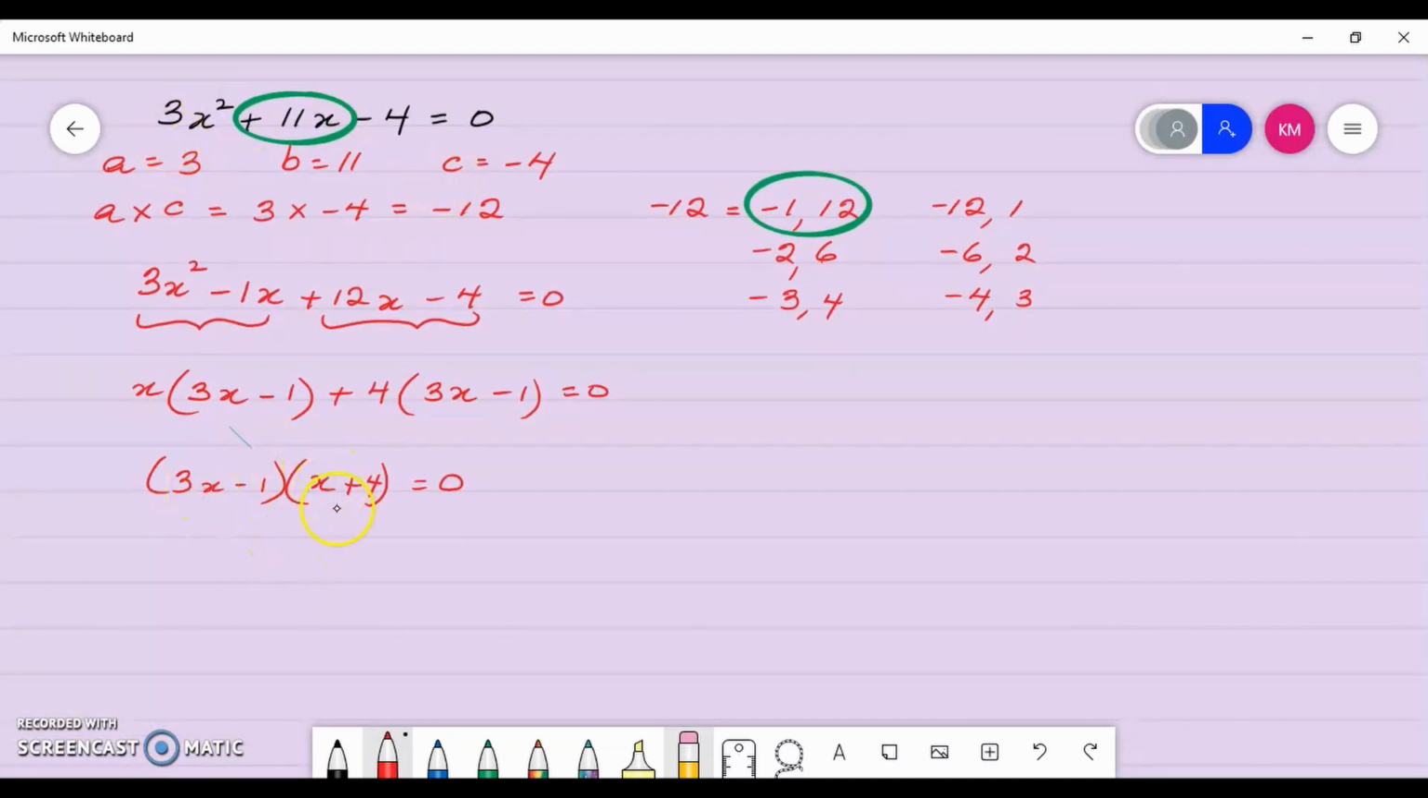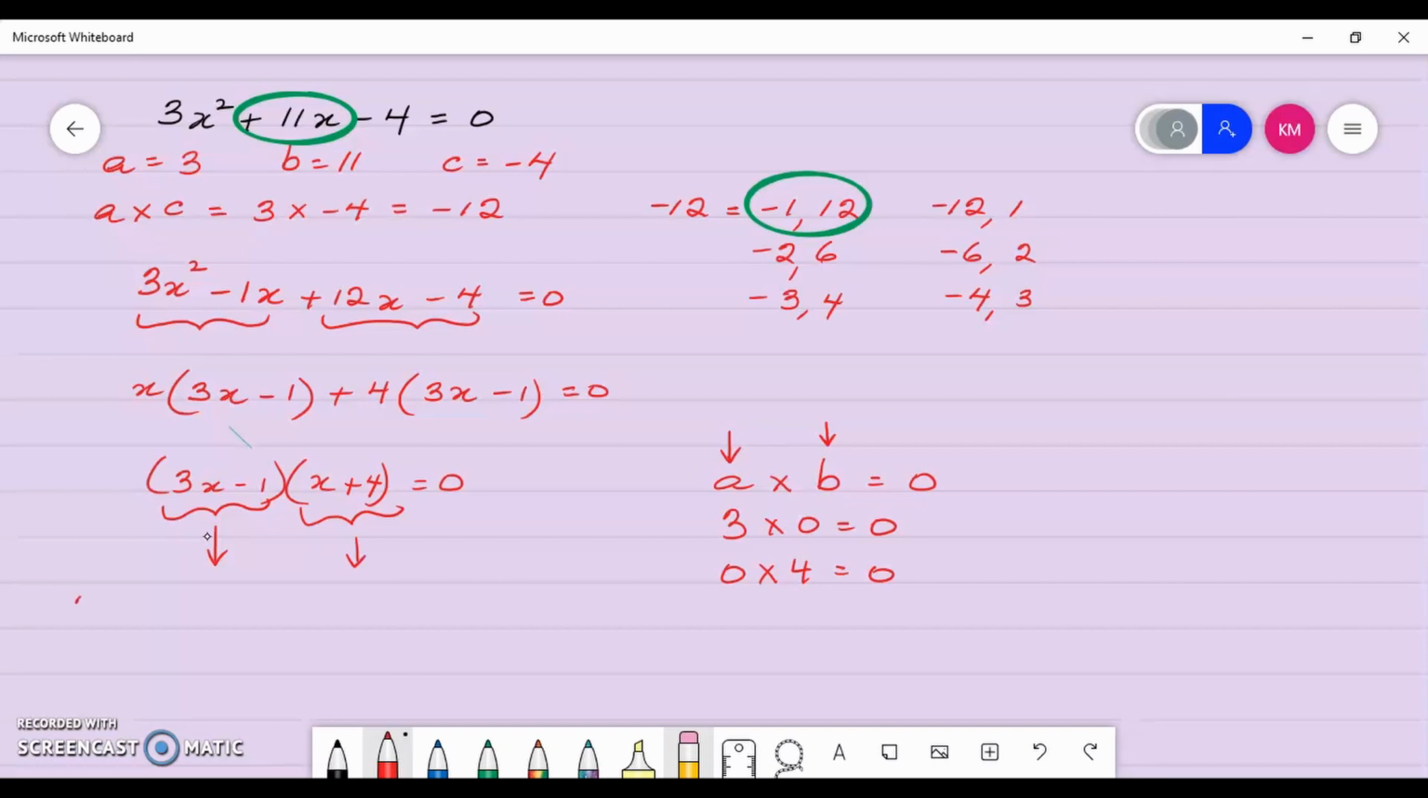Now I need to solve this. If I have two numbers such that when multiplied gives me 0, so let's say A multiplied by B is equal to 0, it would mean that either A or B is going to be equal to 0. Let's say I had 3 multiplied by 0, that is going to give me 0. Let's say I had 0 multiplied by 4, that is going to give me 0. So one of my numbers there, either A or B, must be equal to 0. So this would tell me that either this or this is going to be equal to 0.